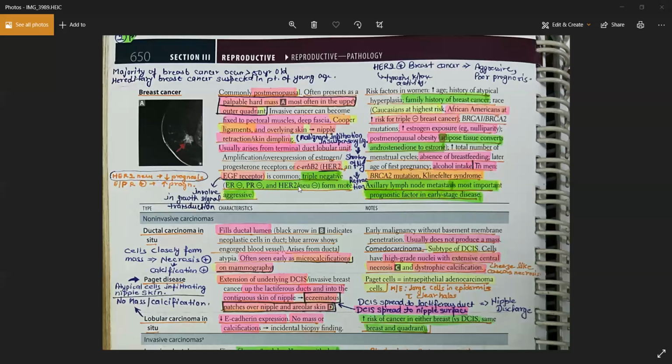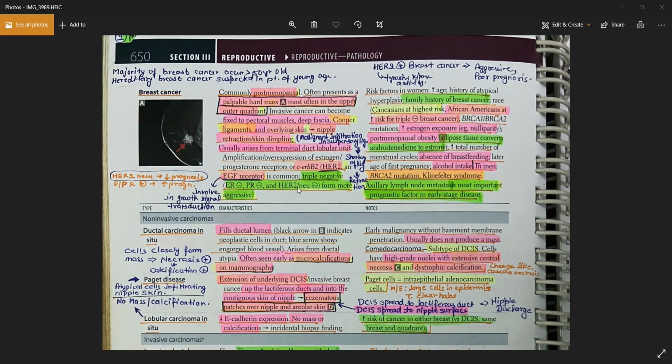Trastuzumab, an antibody against this receptor. So if I have this receptor positive and if I give the patient this antibody trastuzumab, can I have the recovery from this cancer again? Yes. So having a breast cancer with these positive is kind of a good thing, right?